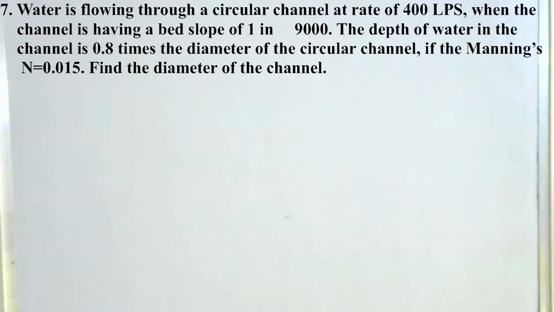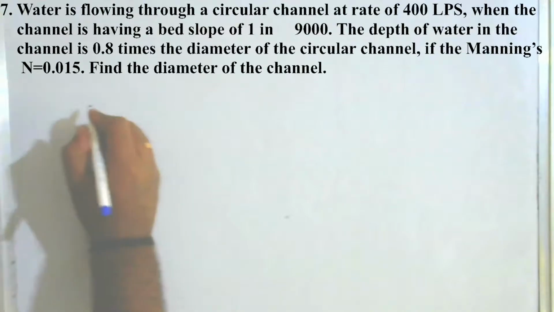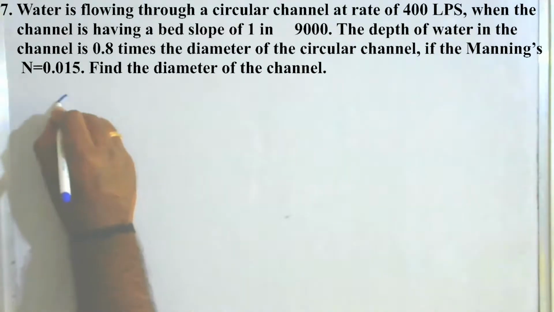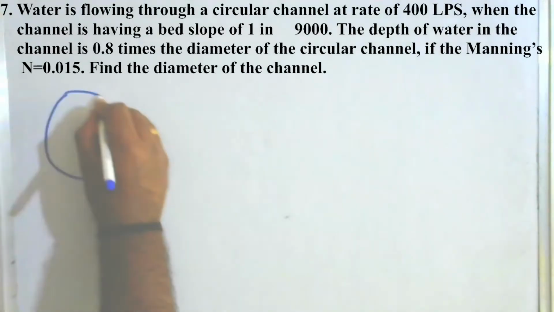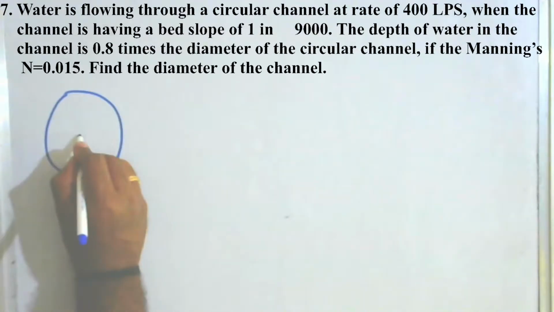So as I told earlier, you have to first decide whether the depth of flow of the channel is above the center of the channel or below the center. So first we'll decide that one. So I'll take a circular channel here of diameter d and radius r.